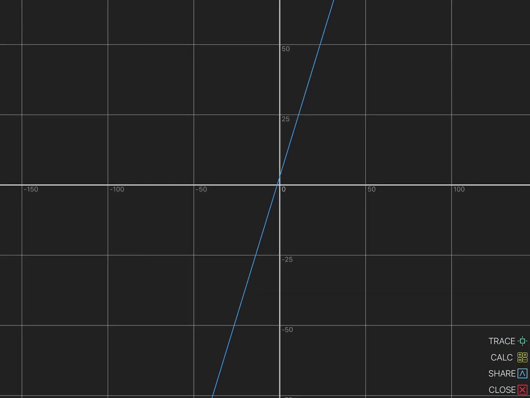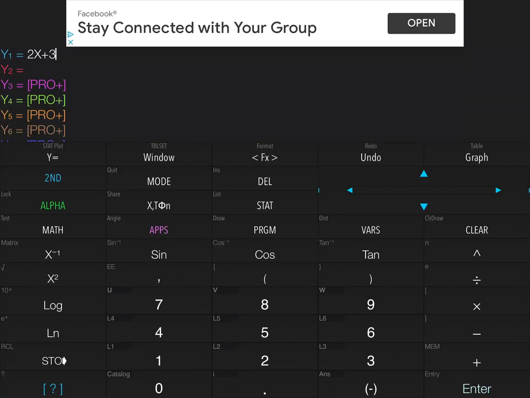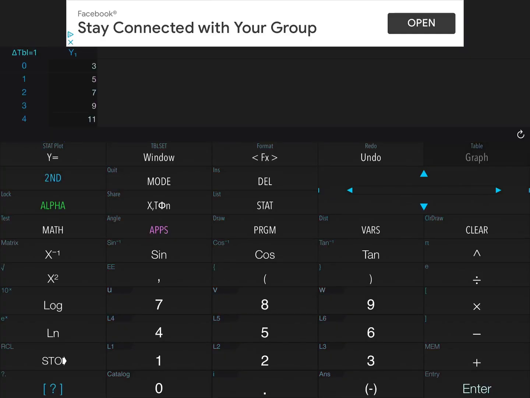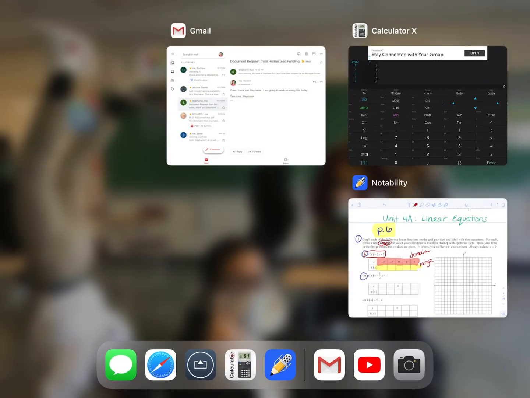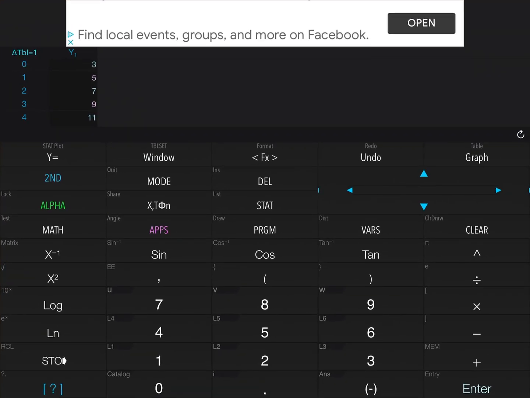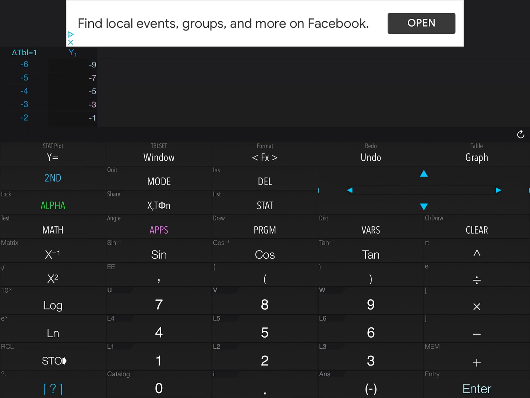Now my graph probably looks a little different than yours, but what we actually want you guys to do is hit second graph. We're going to go to the table, and what's great about the table is you can scroll up and down and find the y values. So they wanted us to find -5, -2, 0, 2, and 5. So we're going to go to -5.